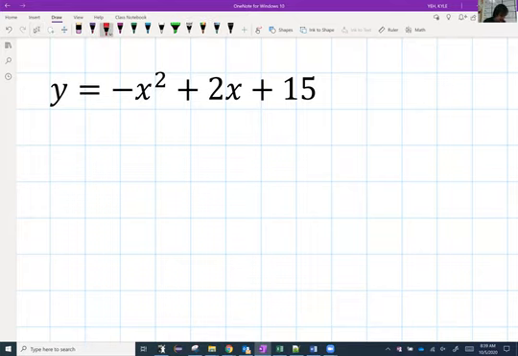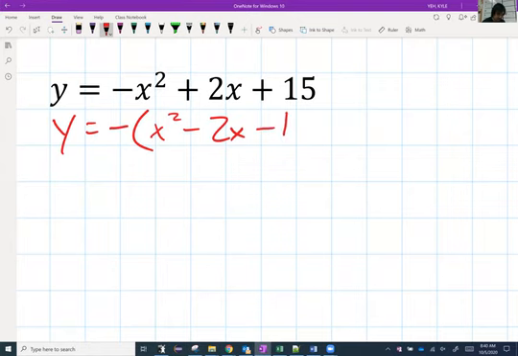I'm going to take this, and I'm just going to pull a negative out, kind of like we pulled the 3 out earlier. We had that other example like this: x squared minus 2x minus 15. Remember, pulling a negative out just changes all the signs. And we could check that by distributing the negative back in and make sure we have what we started with.